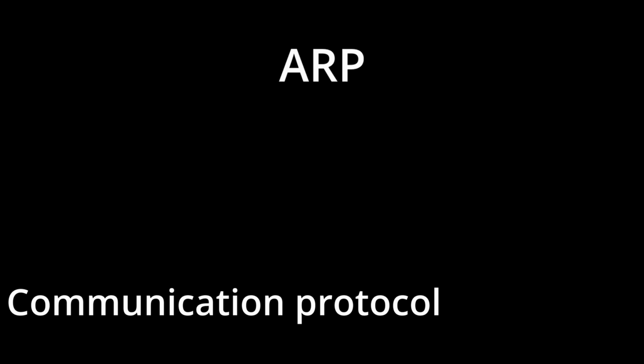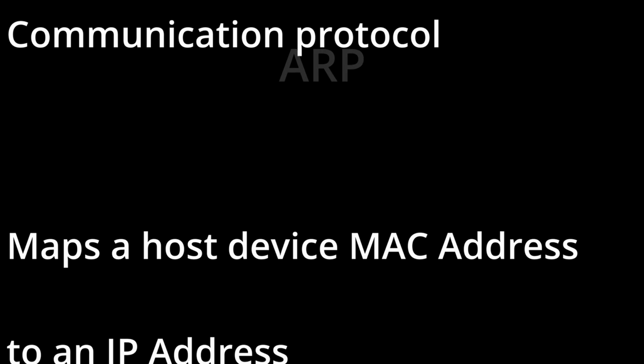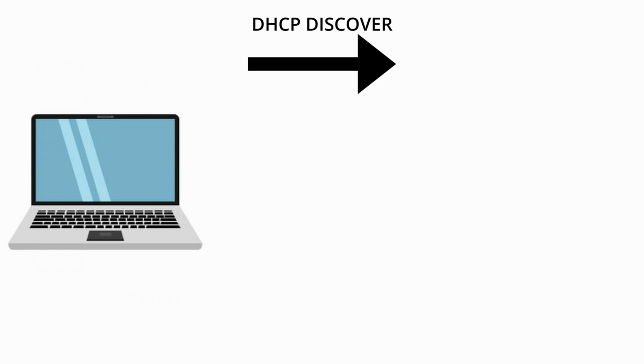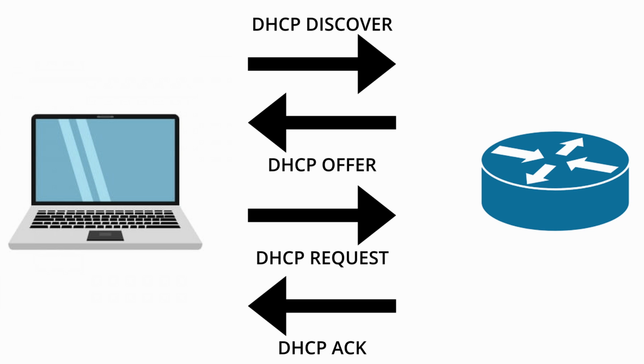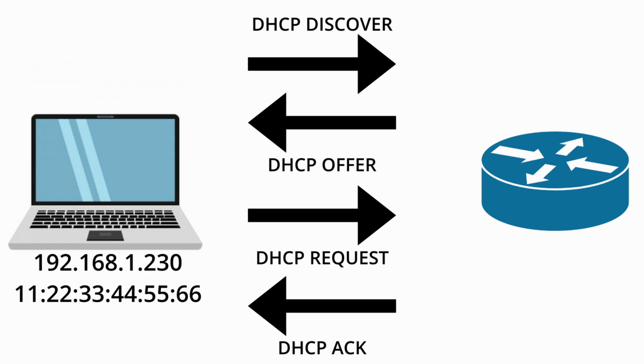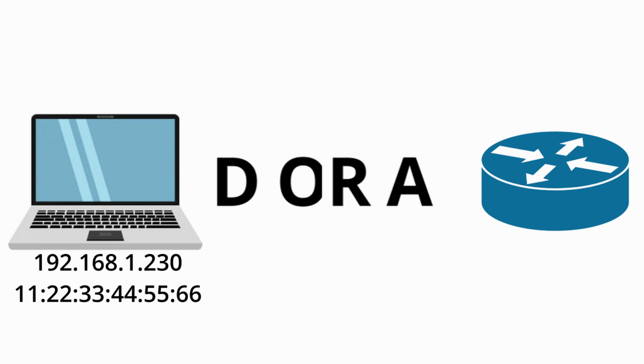So ARP is a communication protocol that maps a host device's MAC address to an IP address. When a host, such as a laptop, first connects to the network, it sends out a DHCP discover message to the network, which a DHCP server is actively listening for. The DHCP server in this example is the router. After the DHCP message exchange of offer, request, and acknowledgement, the host now has an IP address. This is known as DORA.